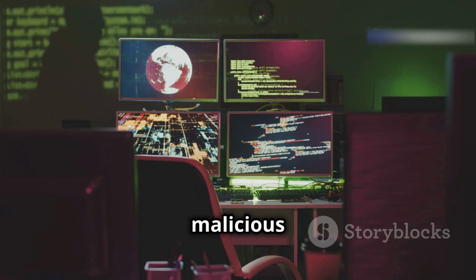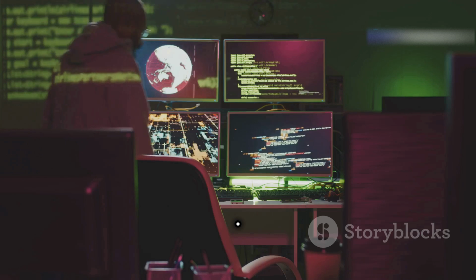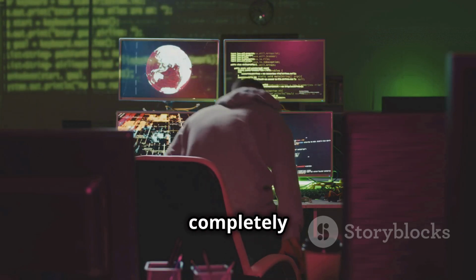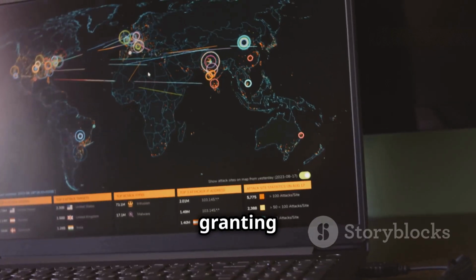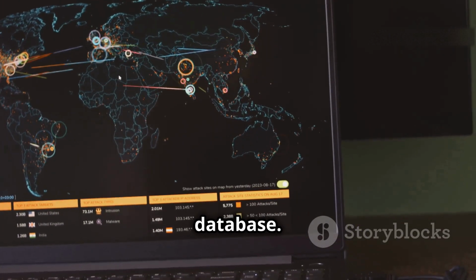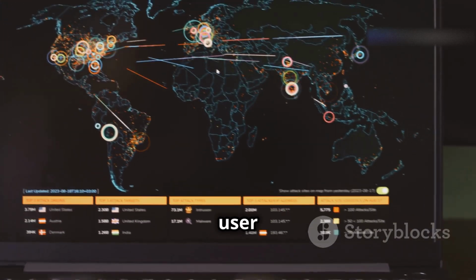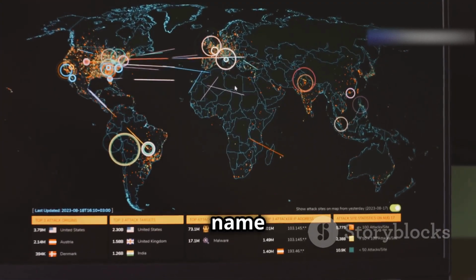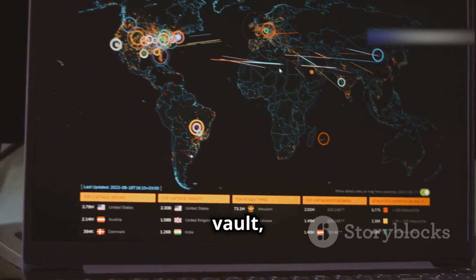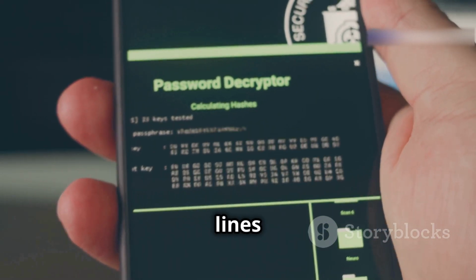Imagine injecting a malicious string. This little piece of code can completely bypass authentication, granting us access to the entire database. I'm talking about sensitive user data, financial information, you name it. It's like breaking into a bank vault, but instead of dynamite, we're using lines of code.